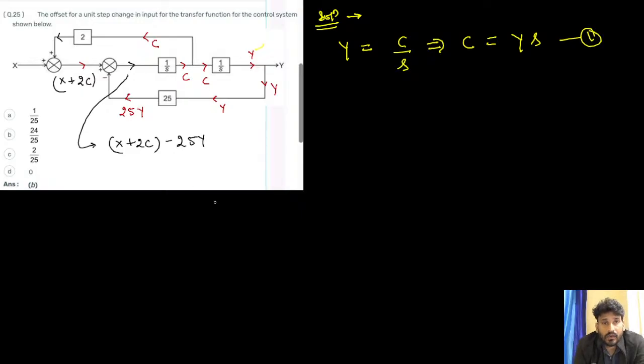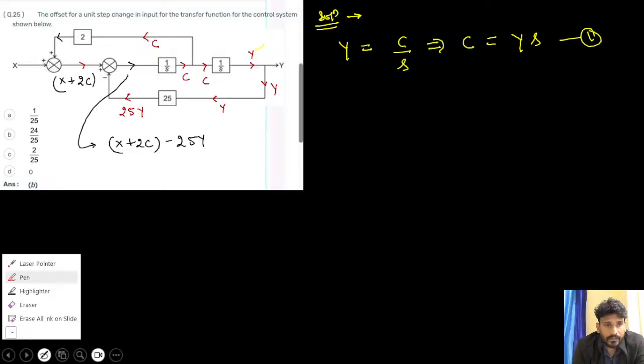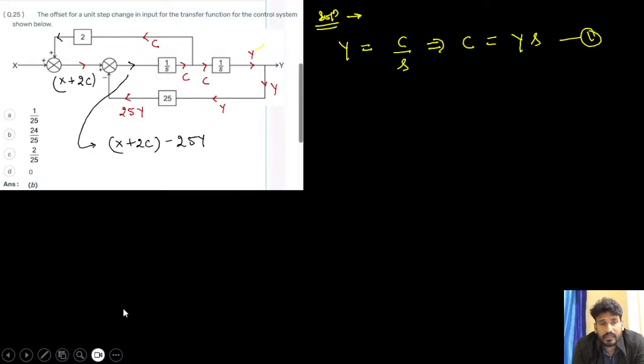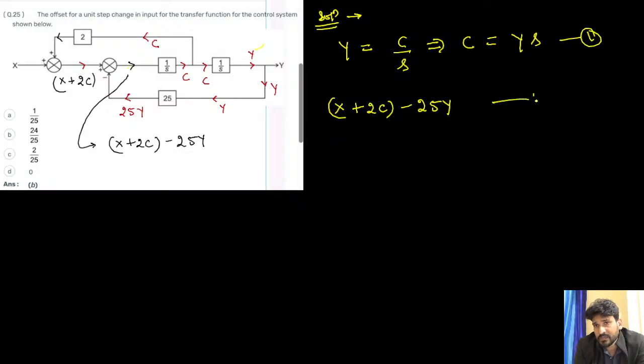Great? Yes? Okay. So it is my X plus 2C minus 25Y. Right? This is the signal. What is the C? Let's suppose this equation number 2. What is the C, guys? C is equal to input. Input is this. It is my X plus 2C minus 25Y and into transfer function. Transfer function is 1 by S. So it is my.